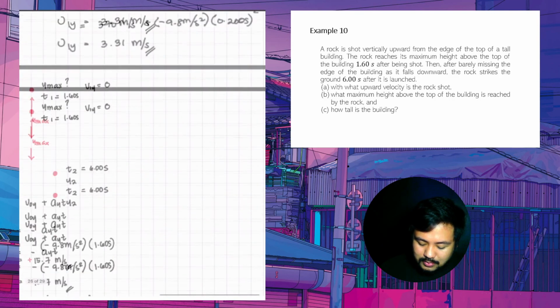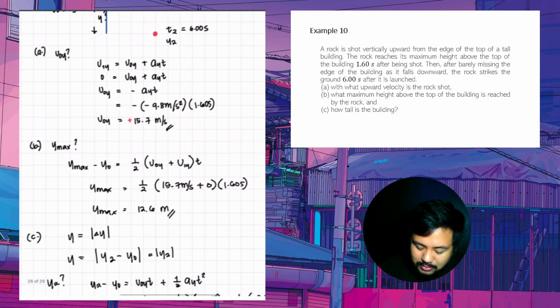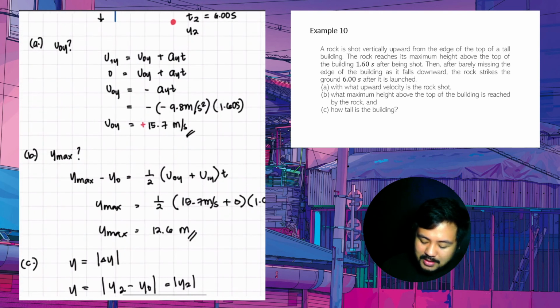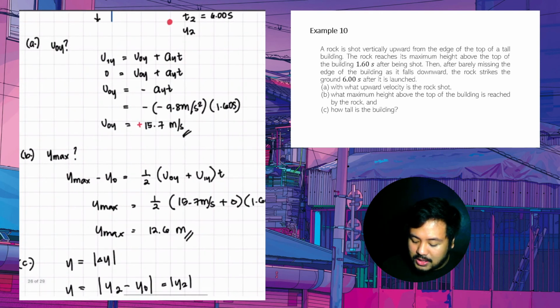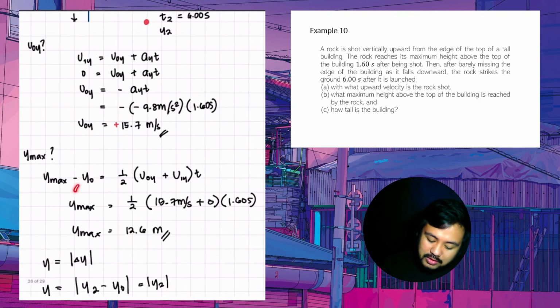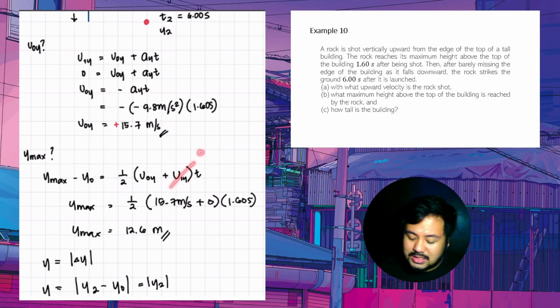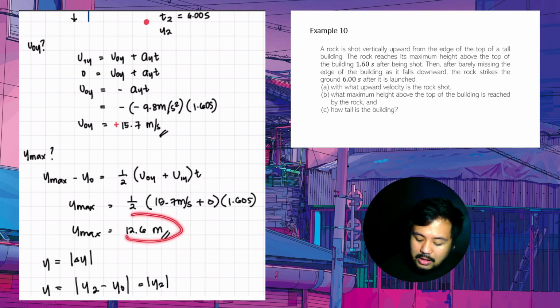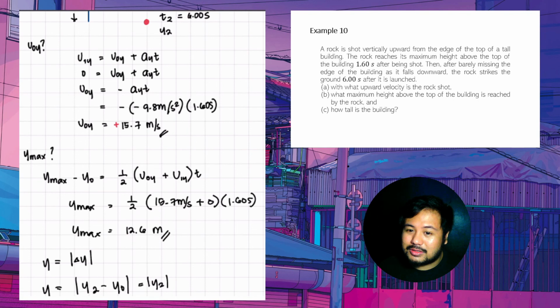Okay, so solving for y max: y max minus y0 is equal to 1/2 (v0y plus v1y) t. And then y0 is just equal to 0 meters, and v1y is just 0. So we could easily solve for y max. Substituting all the known values, we have 12.6 meters. Positive 12.6 meters. That is the maximum height reached by our rock.